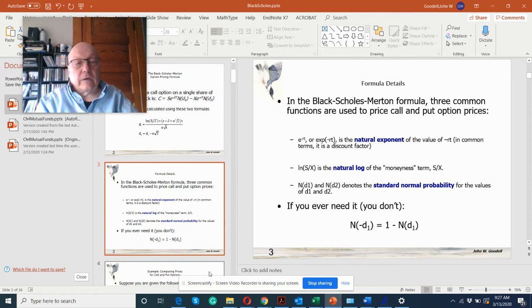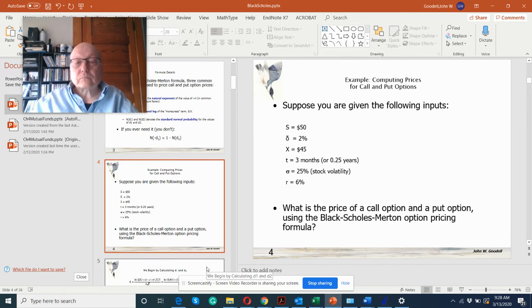This slide just describes that in the old days, if you were using tables to get your N's, you could get a negative number by this sort of thing. But we don't need that anymore because we have Excel to calculate the N of d1 and the N of d2 using the function NORMSDIST.